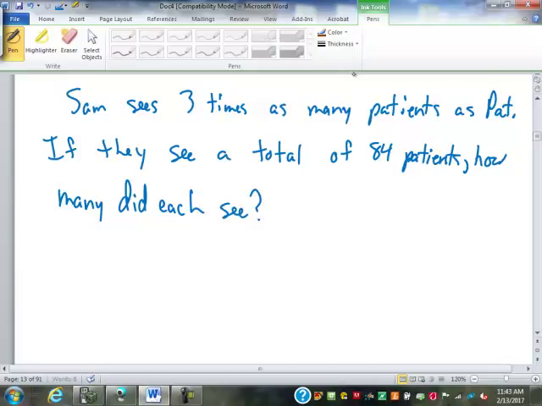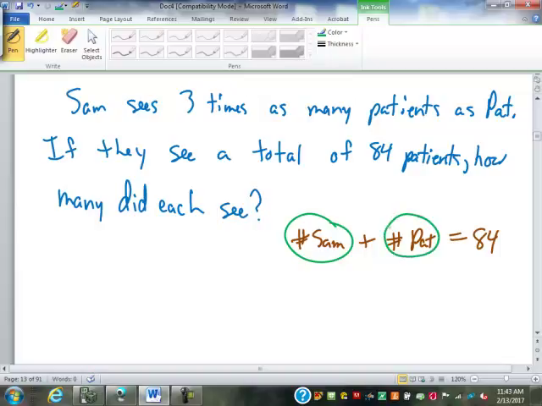So here we have a case where we're going to add up. The number seen by Sam plus the number seen by Pat have to add up to a total. That total is given as 84 patients. So we've got to figure out some way to express the number seen by Sam and by Pat.